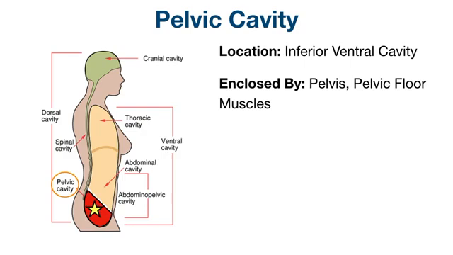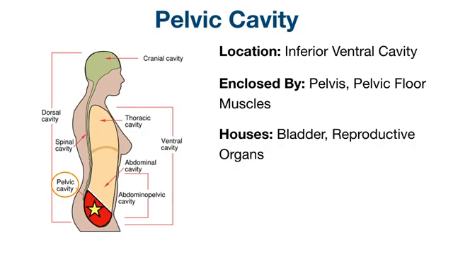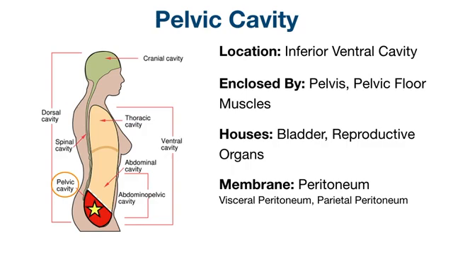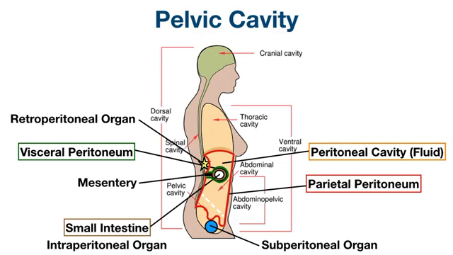The pelvic cavity mainly houses the urinary bladder, reproductive organs, pelvic portion of the colon, and rectum. Since the pelvic cavity is continuous with the abdominal cavity, the fluid and membranes will be the same. The pelvic cavity is lined by the peritoneum, which includes both the inner visceral peritoneum and outer parietal peritoneum, just like we saw with the abdominal cavity. The peritoneal cavity is the potential space between the visceral and parietal peritoneum, and it contains a small amount of peritoneal fluid. Remember, some of the structures in the pelvic cavity, such as the bladder, are going to be subperitoneal, below the peritoneum as shown by the blue circle.